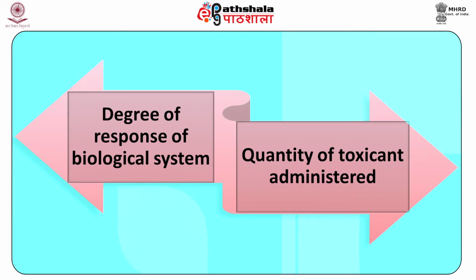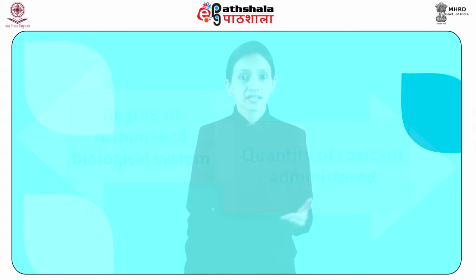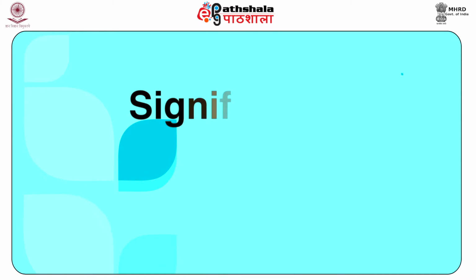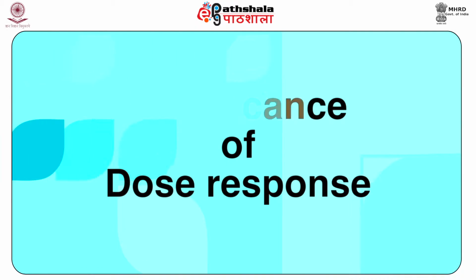The features of exposure and the spectrum of toxic effects congregate in a correlative relationship, as a matter of course referred to as the dose-response relationship. Whatever response is selected for evaluation, the relationship between the degree of response of the biological system and the quantity of toxicant administered assumes a form that occurs so constantly as to be considered the most fundamental and pervasive concept in toxicology. Next is the significance of dose response.